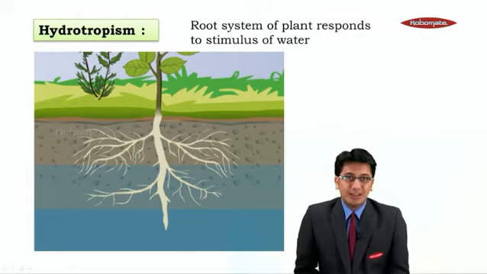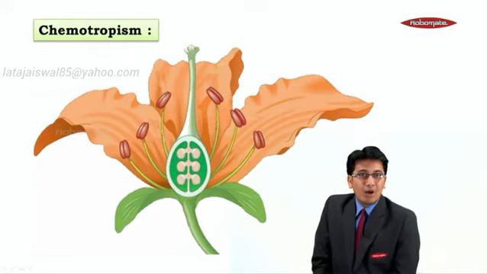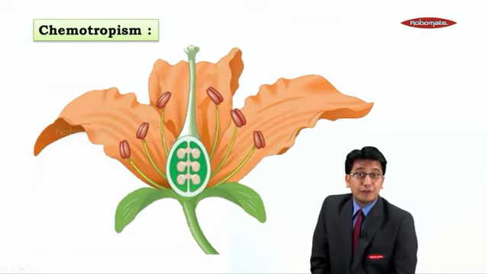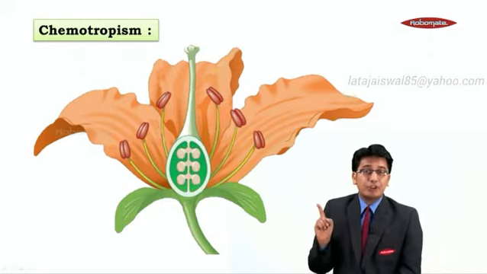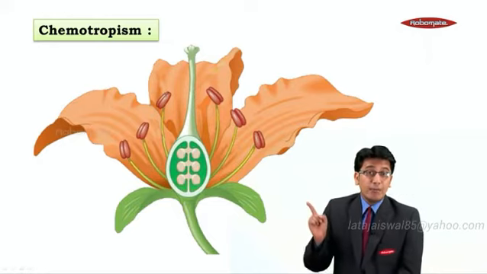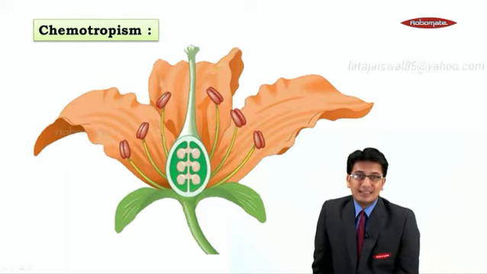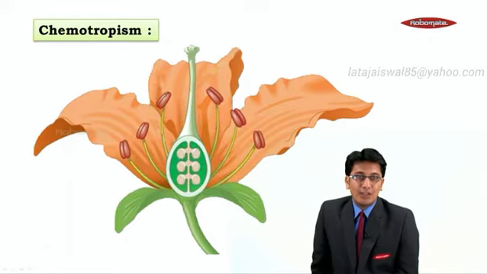And the last one, which is chemotropism. Wow, a beautiful flower in front of you. As you all know, the name is hibiscus, shoe flower. There is one female reproductive part which is called gynoecium, and the male reproductive part called androecium. Stamen and carpels and the petals. Let's see how chemotropism is happening here.